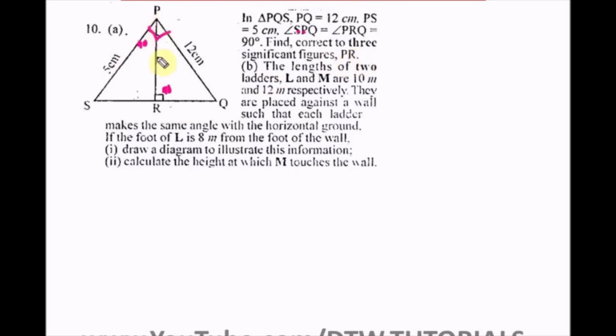So we have to find the side PR. So how do we do this? To get the side PR, which is in triangle PRQ, we need to know at least this angle, so that we can just use SOHCAHTOA. Remember SOHCAHTOA? Let me just write it here.